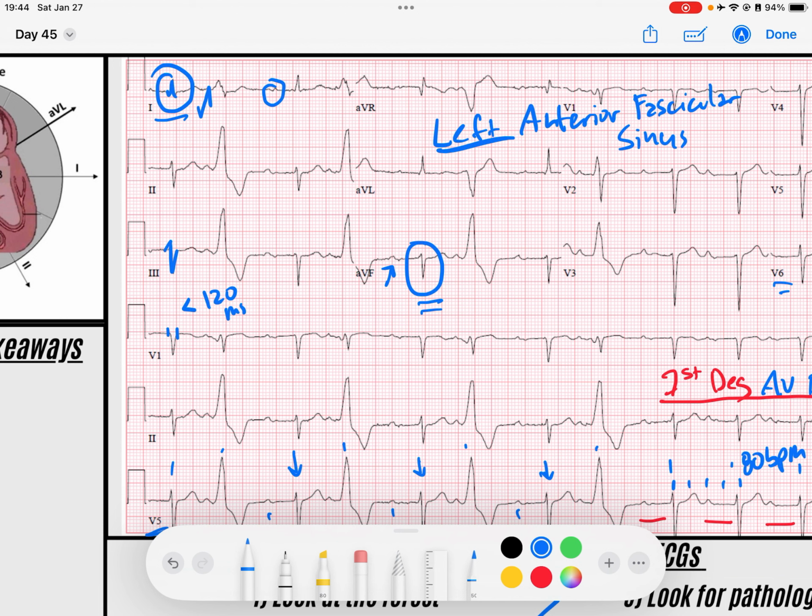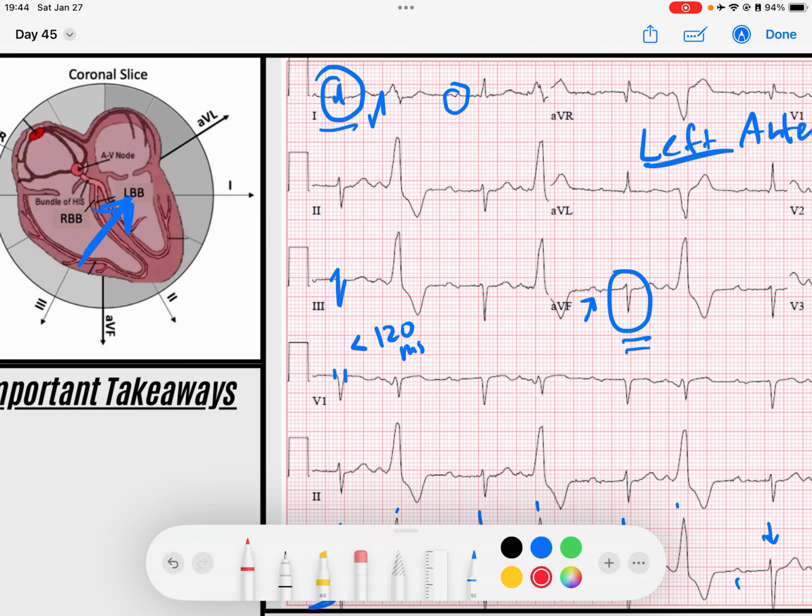fascicular block. The left bundle branch, in fact, splits into the left anterior fascicle and the left posterior fascicle. And so this is a left anterior fascicular block.